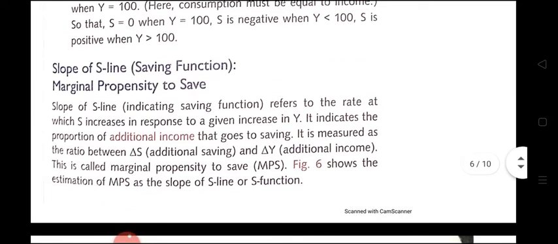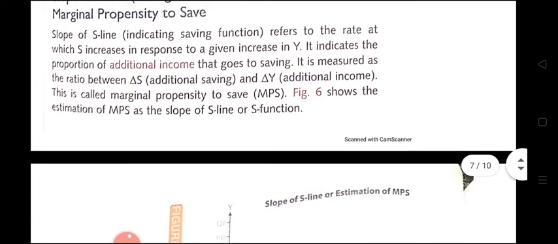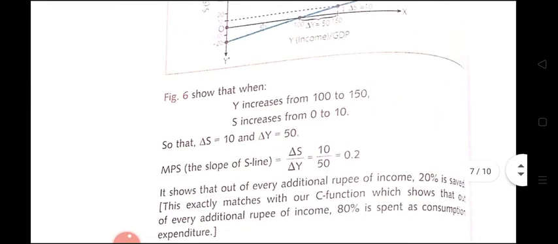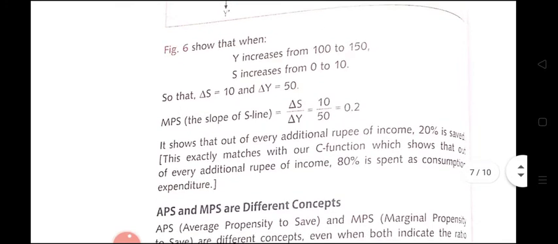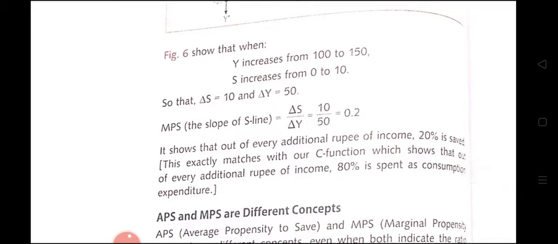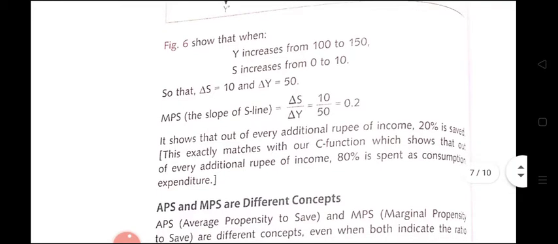Now, how to calculate marginal propensity to save, that is MPS. It's related to C. If you have understood the consumption function, it will be easier for you to understand the saving function also. MPS is calculated as change in S by change in Y, just like marginal propensity to consume is the ratio between change in C and change in Y. That is, if the income changes, consumption will also change.